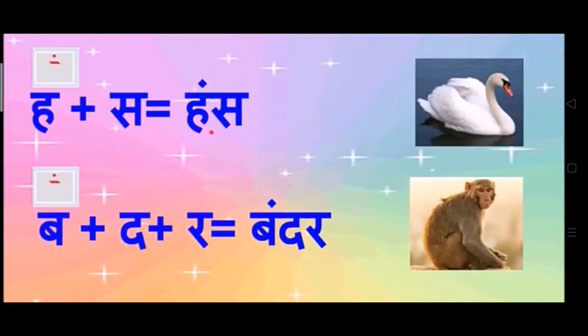Next, we are going to learn am ki matra. Here you can see ha, am ki matra. How are we writing am ki matra? Above the sleeping line, one dot. Correct. Plus sa, hans. Next, ba with am ki matra plus da plus ra, bandar. Above that letter, we are putting one dot, that is am ki matra. Understood everyone? Very easy, right? Am ki matra means above that sleeping line, we are putting one dot.